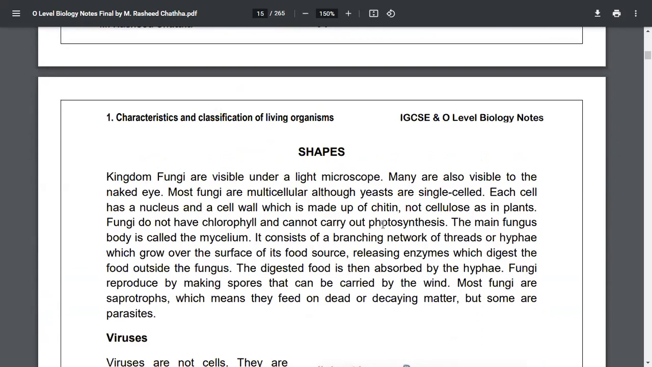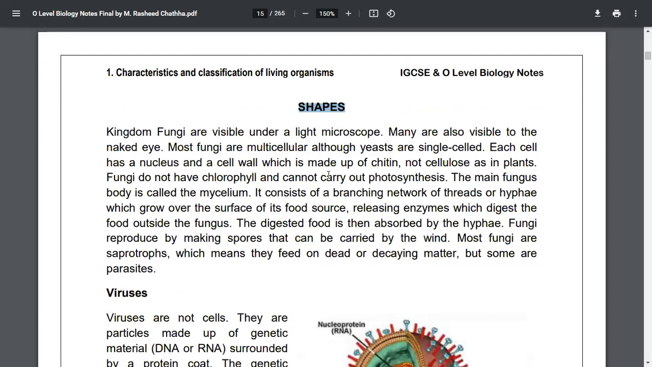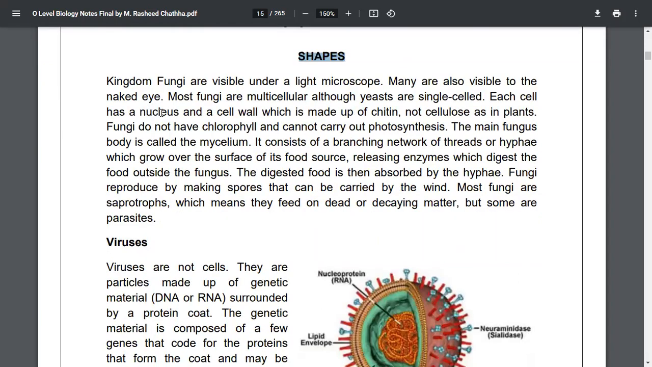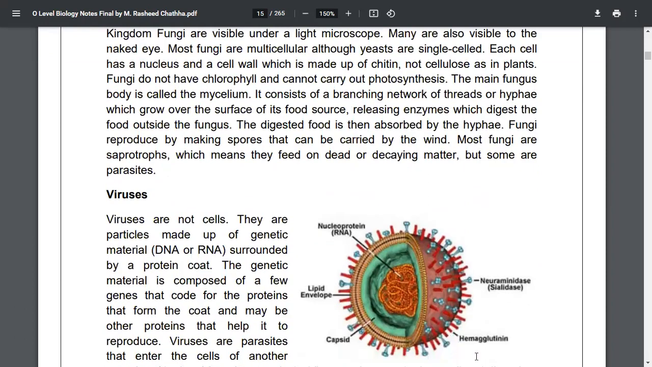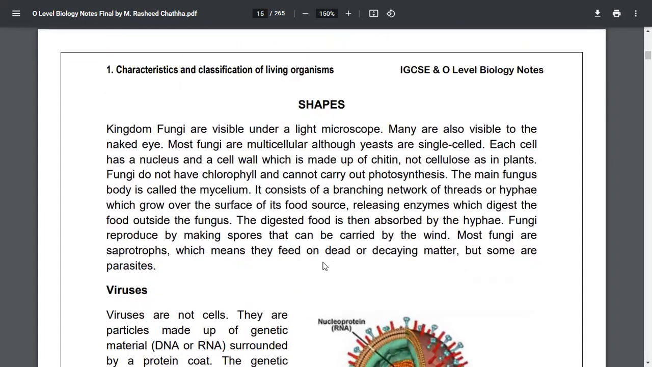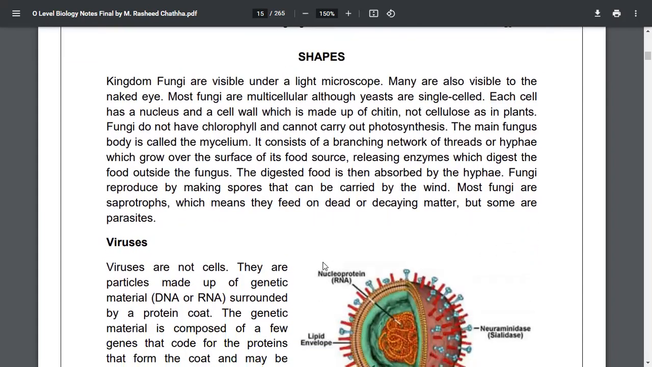Next are the viruses. Viruses are not cells. They are particles made up of genetic material, that is DNA or RNA, surrounded by a protein coat. Most scientists place them on the borderline of the living and non-living because they show some characteristics of living and some characteristics of non-living, and they are even below the cellular level, so they are not considered as cells.